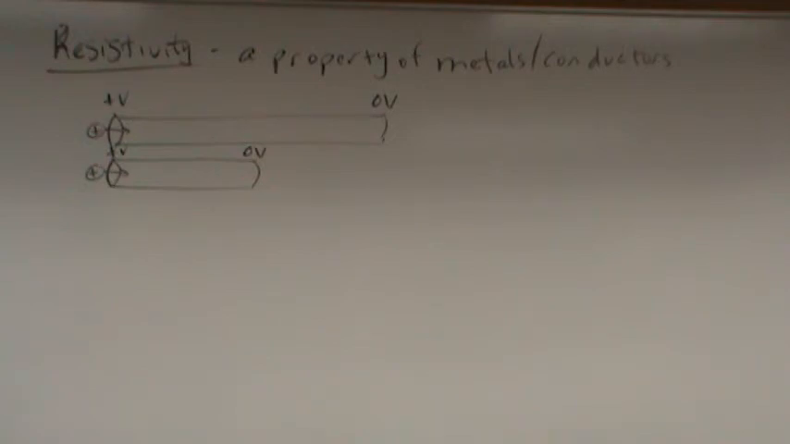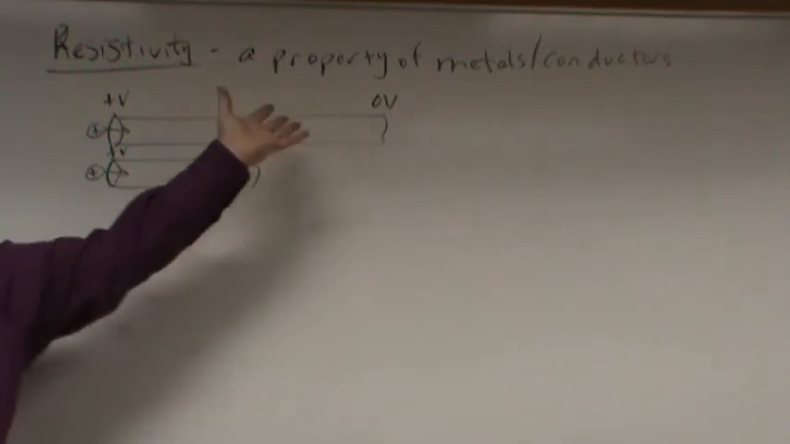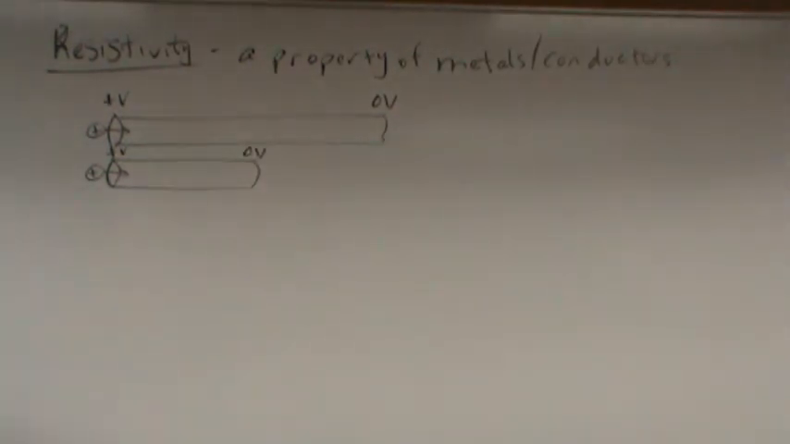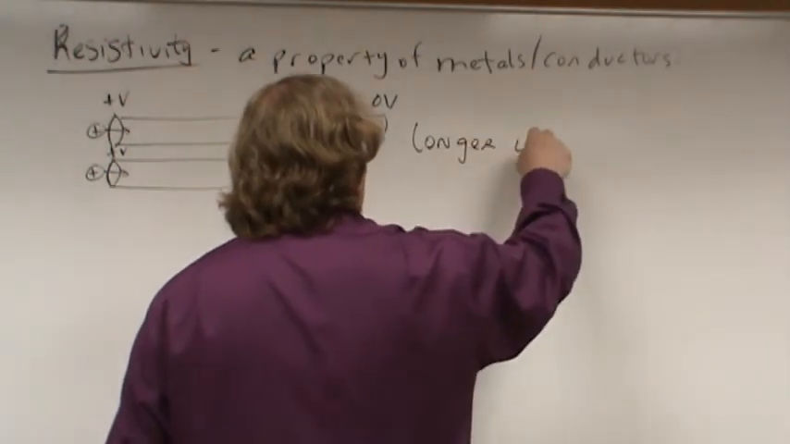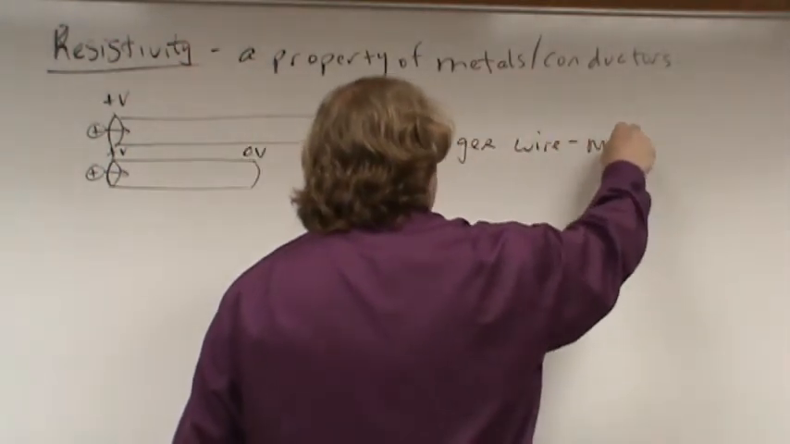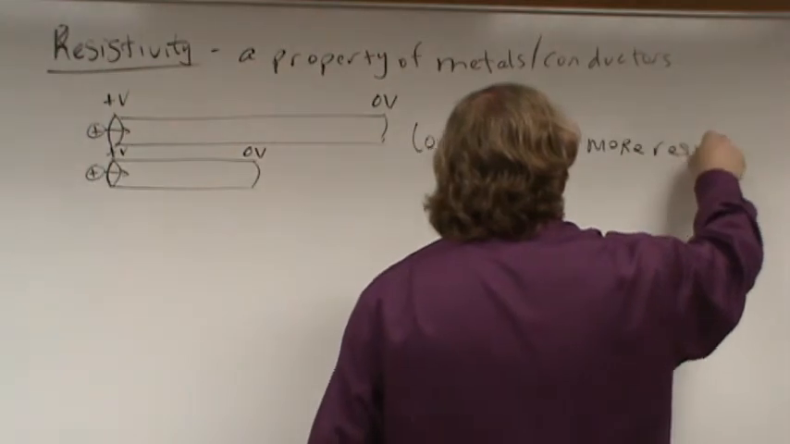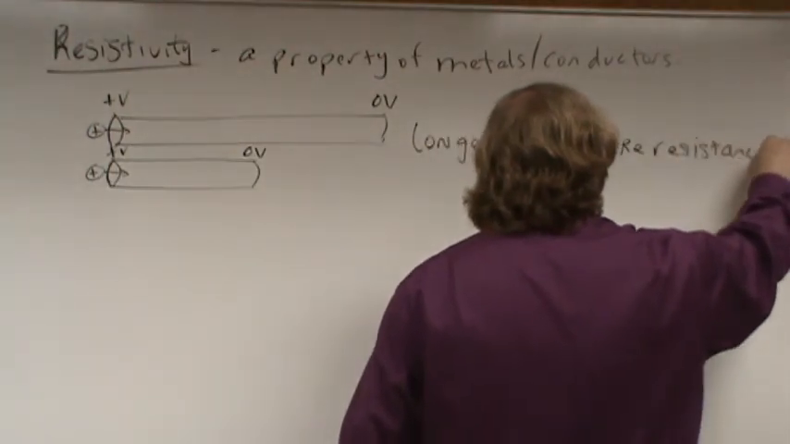More resistance to the flow of charge. Think of these as gauntlets for whom the bell tolls. Which is the tougher gauntlet? Which is the gauntlet where it's harder for the charge to get through it? How many people say the longer one? Sure. This is more resistance. Longer wire, more resistance to the flow of charge.